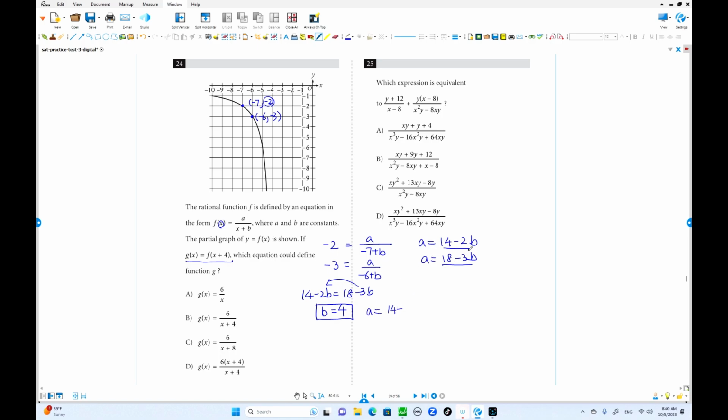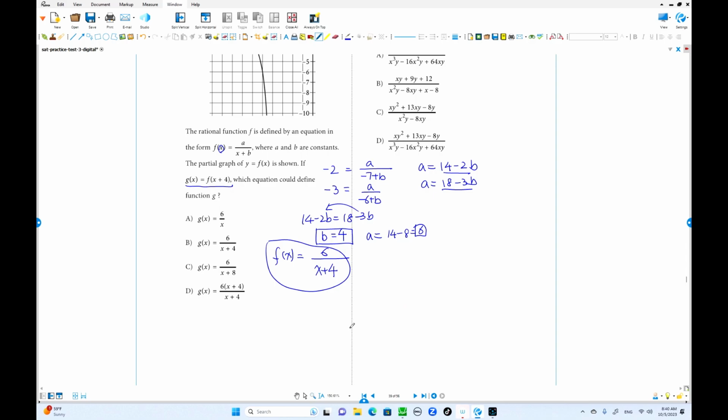Using b equals 4, a equals how much? 14 minus 2 times b is 8, that is 6, okay? The equation of f of x is exactly what? a equals 6, so 6 over x plus b, b equals 4, right? That's it. But g of x is x plus 4, right?